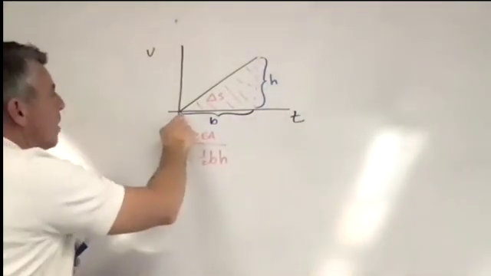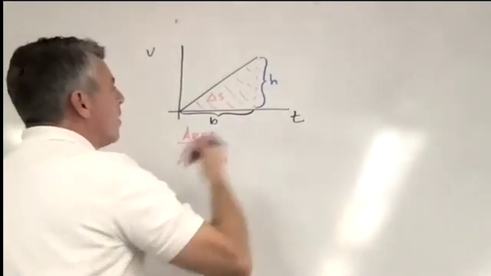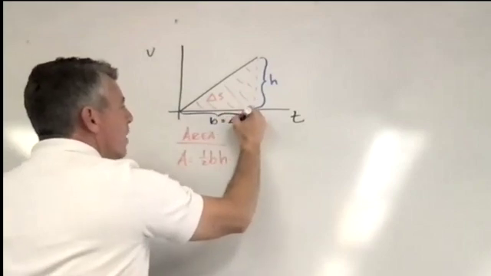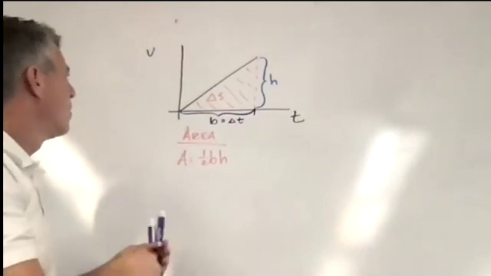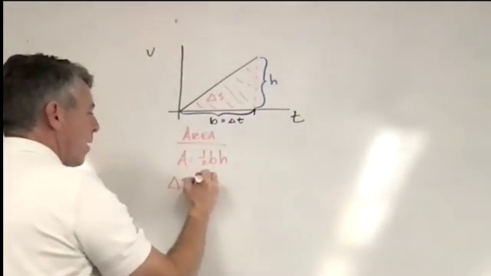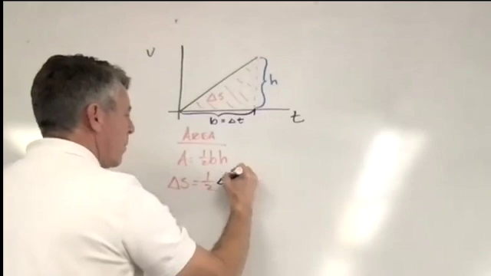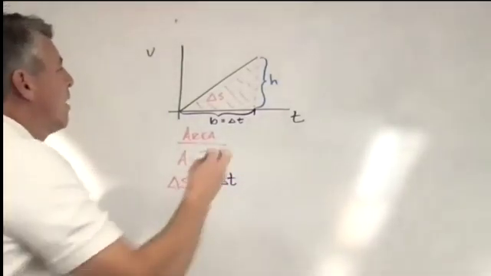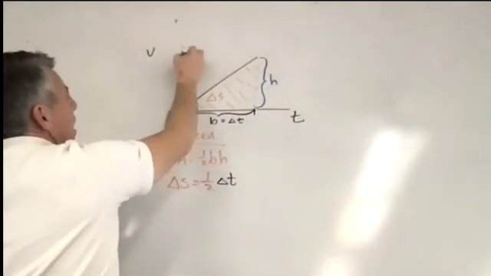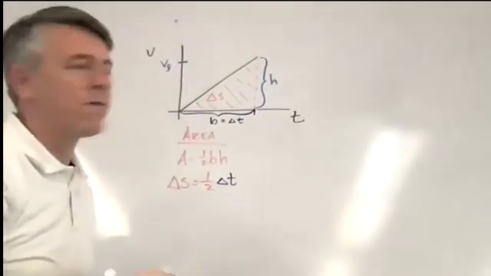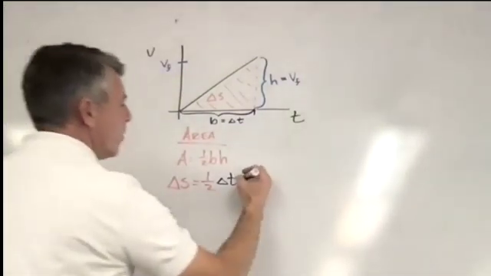So the base isn't just some random number that we're going to choose. It's actually going to be this time interval, the time interval for it to travel this displacement. So I'm going to put that in. The displacement, which is the area, is 1/2 the base, which is the time it takes to travel. But then we also have the height here, which goes from 0 to some final velocity. We don't really know what that is either. So this is the final velocity, and I can put that as the height.